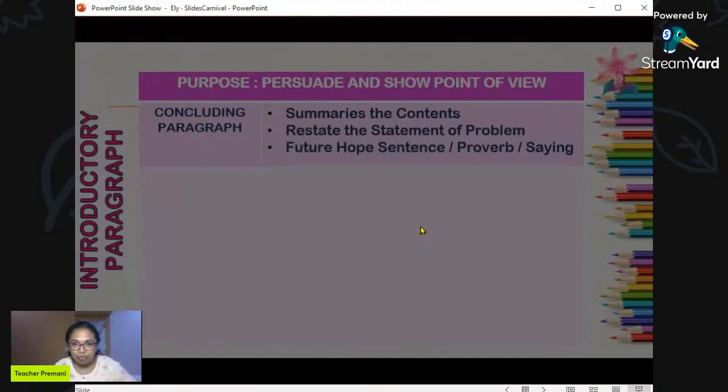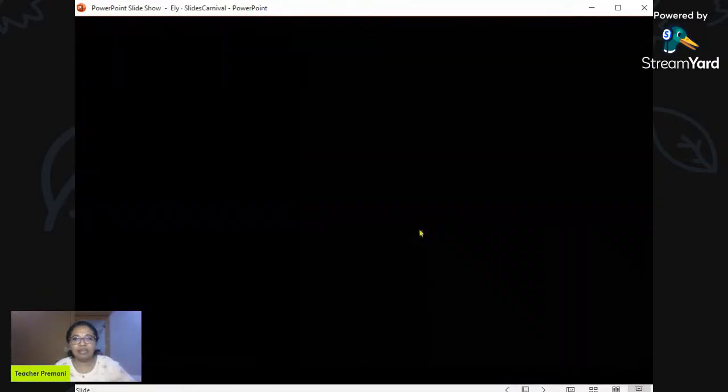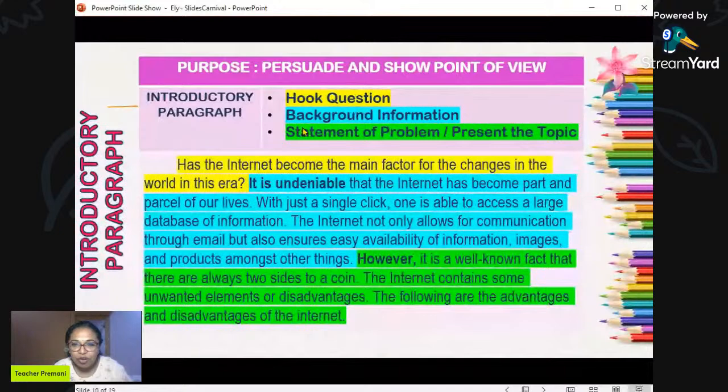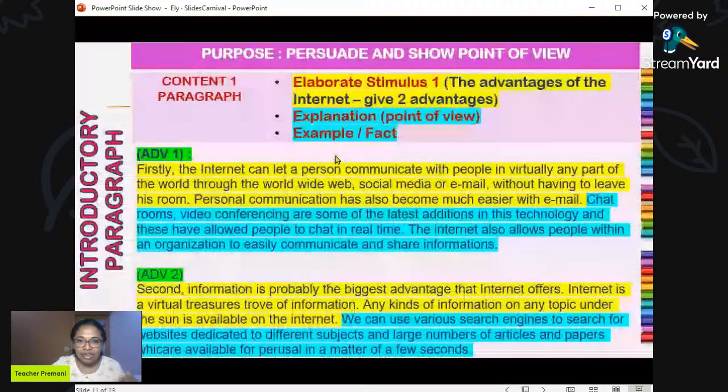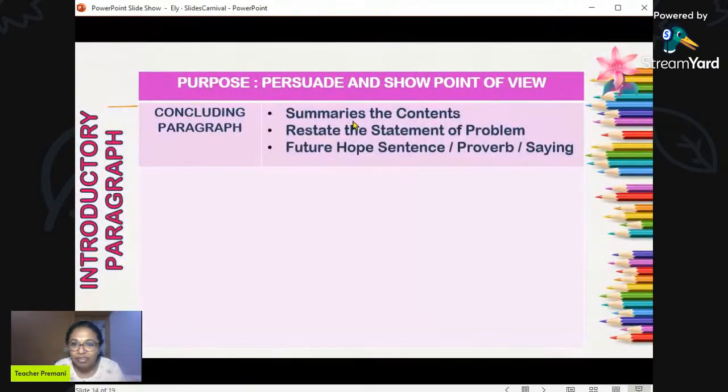Let's revisit the problem. So, the statement of problem, right? This sentence, I want you to write in a different sentence pattern. Then you go through all three content paragraphs again, and you write the summary first. After that, you go to the introductory paragraph and rewrite the statement of problem. And then I want you to give one future hope sentence.